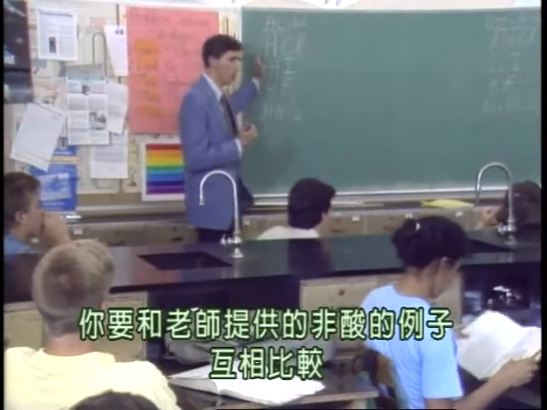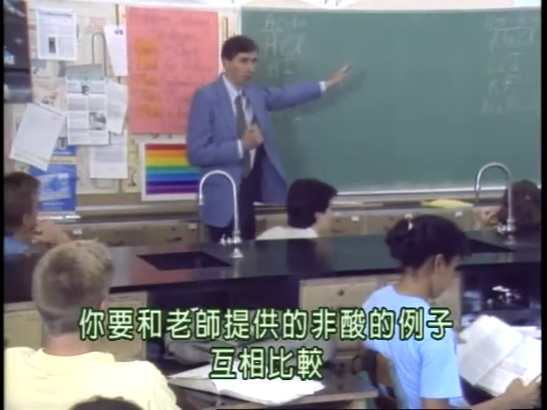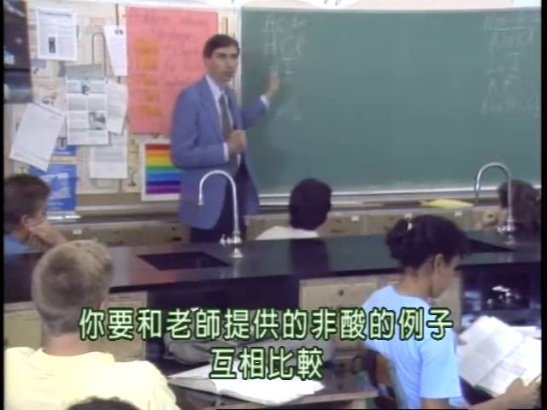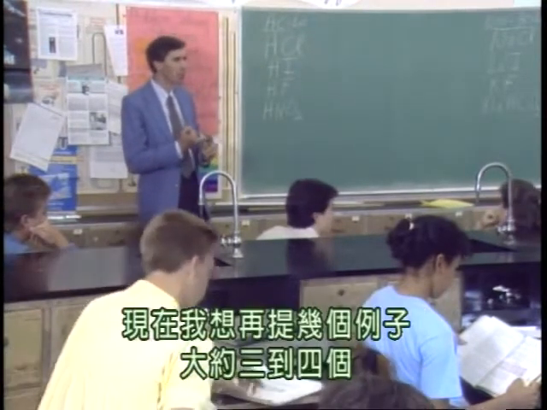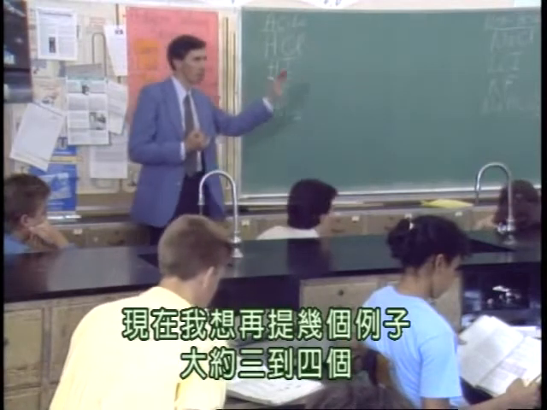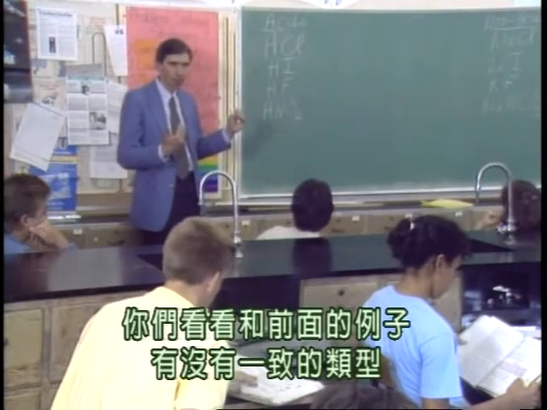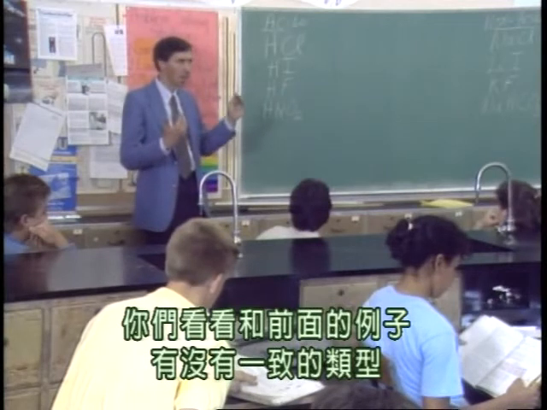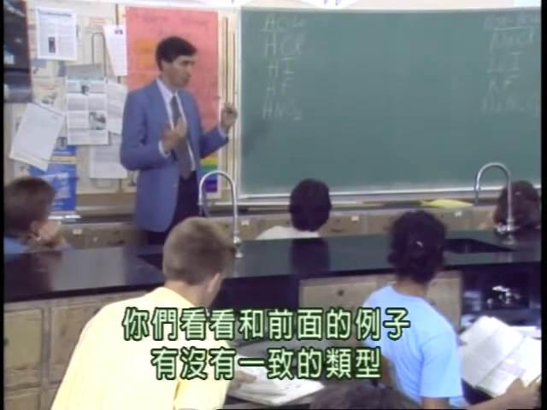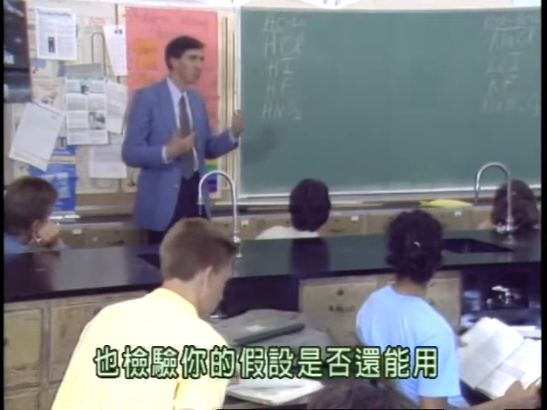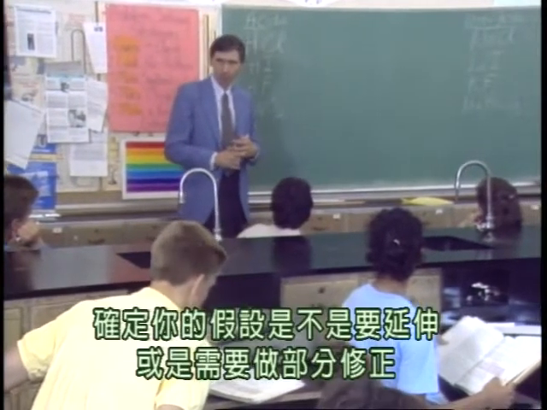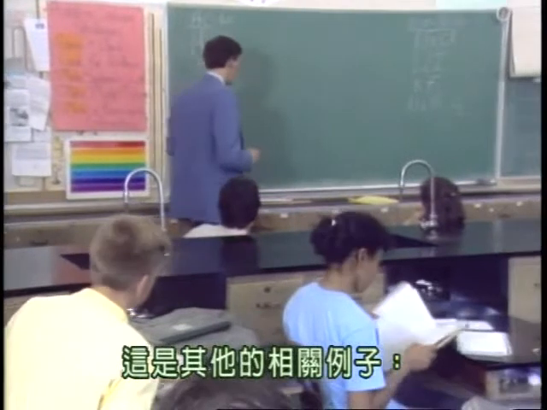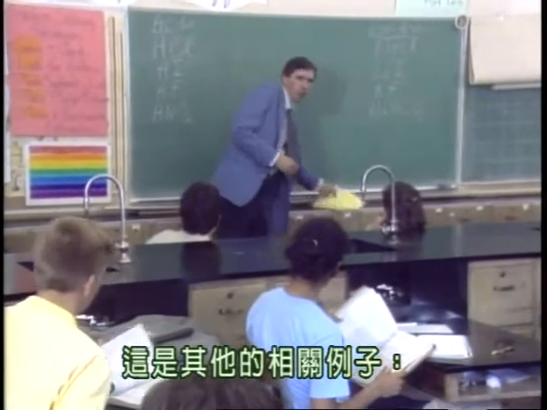So you're going to be comparing the examples to the non-examples that we give, the acids to the non-acids, trying to find some consistency. Let me put some more examples up here of acids and non-acids. I'll put 3 or 4 more. See if there's any pattern that continues, if any of your hypotheses continue to work. See if there's any extension, addition, or modification that you're going to make to the hypothesis. Okay, here are several examples, as I said.